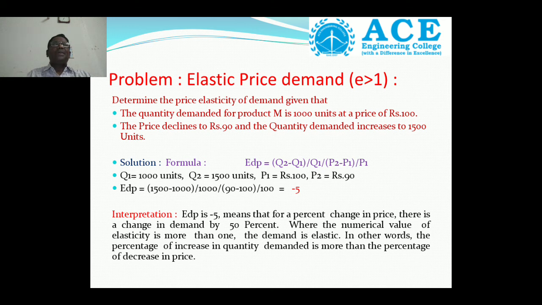How many statements are given? 2 statements. What are they? One is related to quantity demanded, the second one is related to price. Then on the basis of the answer to the particular problem, we should write the interpretation. That is a relatively elastic demand.